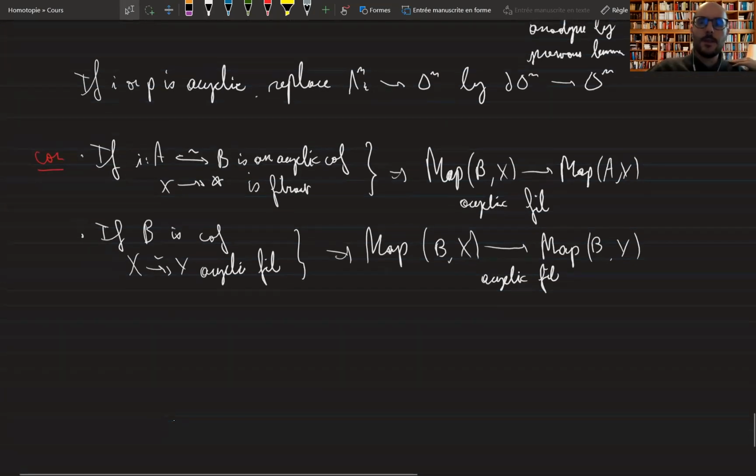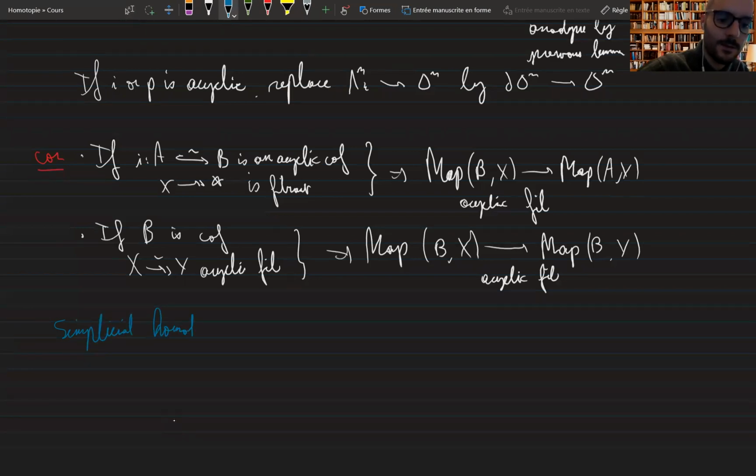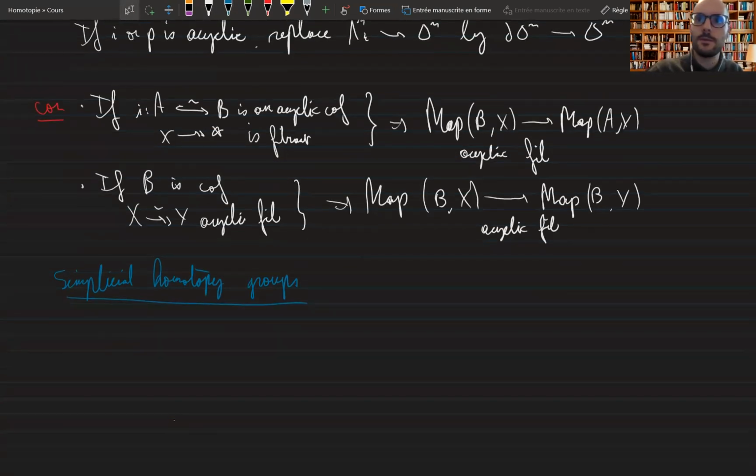Okay, so all of this is used to prove that simplicial homotopy groups are the same as classical homotopy groups for fibrant simplicial sets. Since you saw these before, but I'm not sure the proof was in the book of Bruno, let me briefly recall the definition of the simplicial homotopy groups. And I promise we are almost done after that.